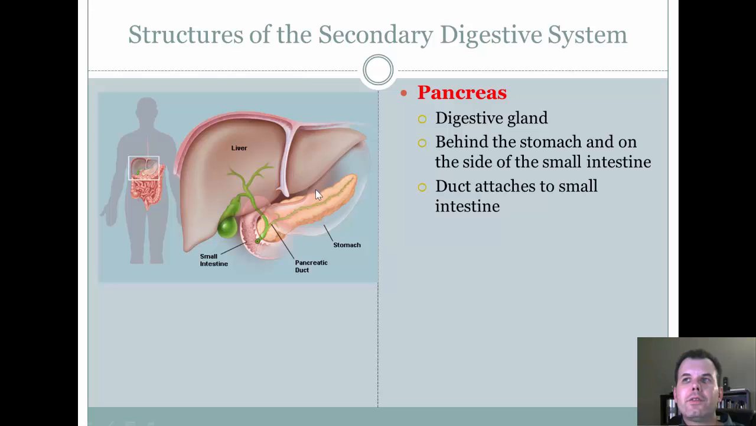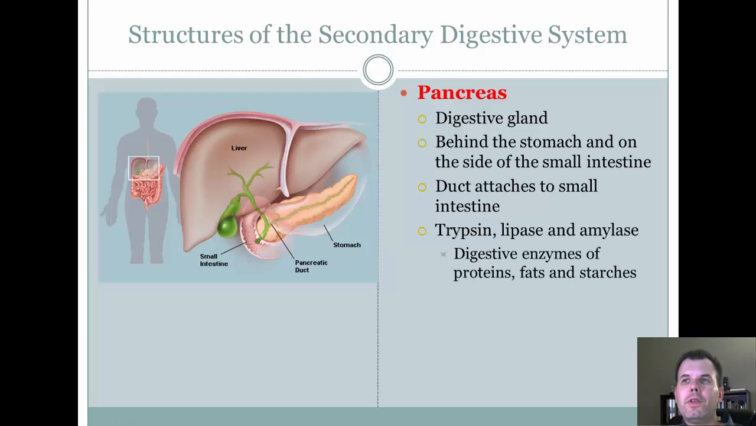It sits behind the stomach and on the side of the small intestine. So you can kind of see, here's the stomach sitting over the pancreas. If you're ever looking for your pancreas, it's sitting right behind your stomach. And again, there's a duct that runs all the way through the pancreas that then attaches to the duct that leads to the small intestine. And again, it provides enzymes and other material that's used in digestion.